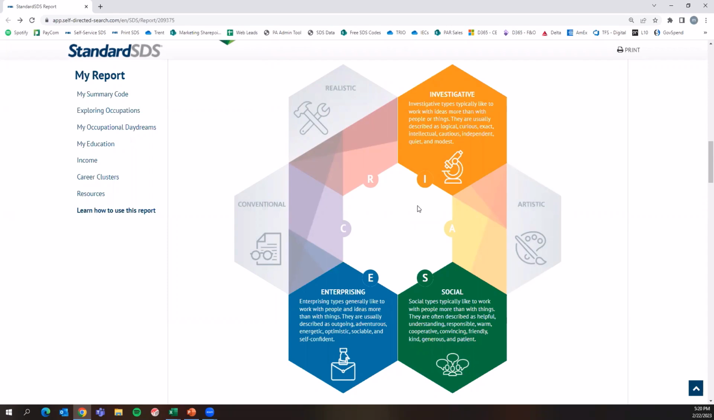So while we're demoing my report, and mine is an adult report, or what we call the standard SDS report up here, the major difference is the 2-letter code versus the 3-letter code. But in terms of the science behind it and everything, there's really no difference at all. But just really quickly, we want to look at your code and say, okay, ESI is my code. Enterprising. Well, what does enterprising mean? I have an idea. Maybe you have an idea, but let's all make sure we agree on it. Well, for the purposes of this assessment, enterprising means that you like to work with people and ideas more than with things.